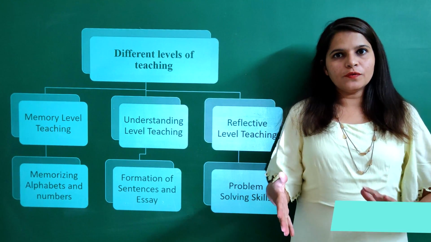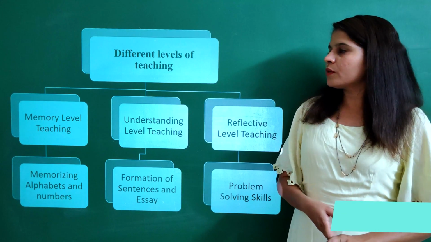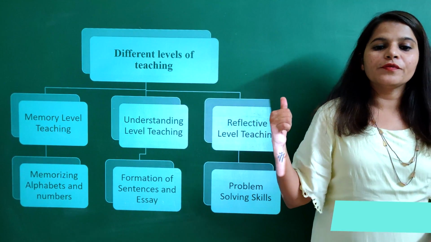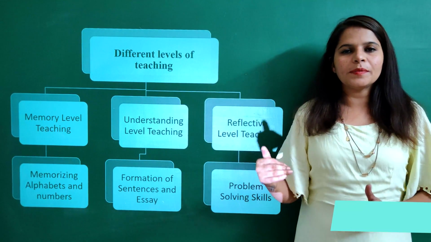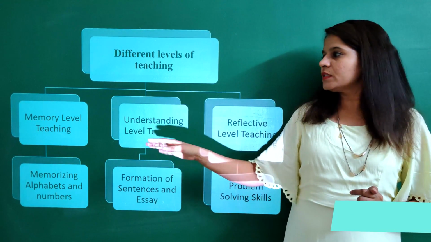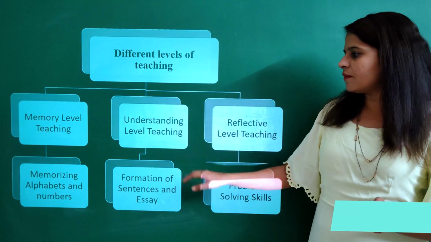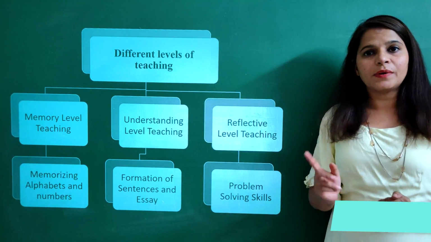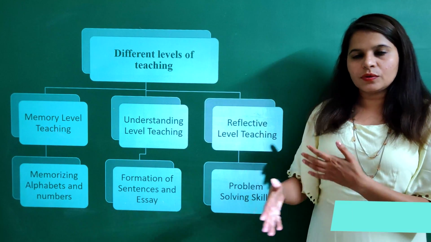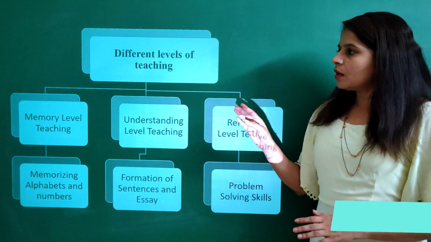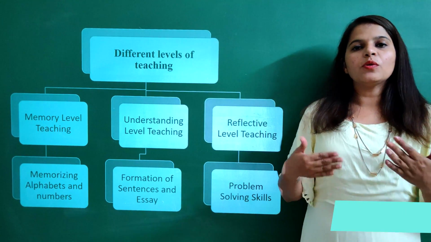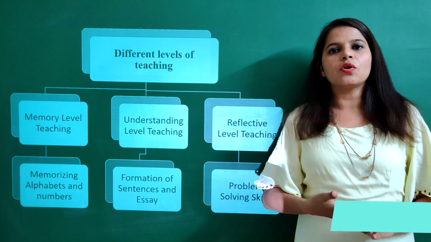So, we have done a lot of topics till now, and today we'll be focusing on the topic called different levels of teaching. And we usually have three basic levels of teaching. The first one is the memory level, the second one is the understand level, and the third one is reflective level. But before starting to explain all this, I would like to tell you two things. There is one more layer or one more level before memory level, that is autonomous level.